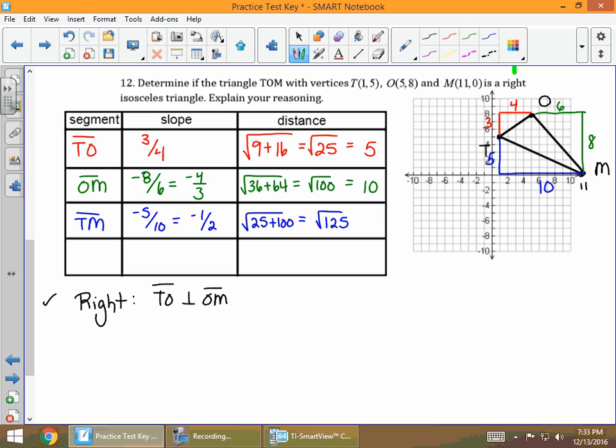Well, the problem says, is it a right isosceles? So isosceles means it has to have two congruent segments. Well, 5, 10, and the square root of 125 are all different. So is this isosceles? No, it is not. This is a right scalene triangle.